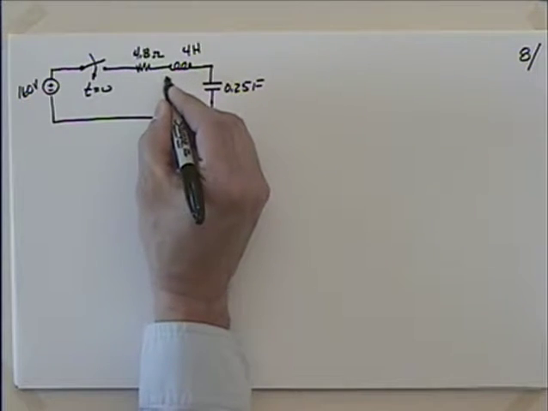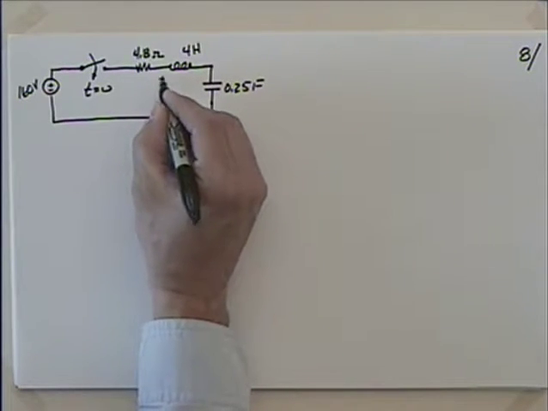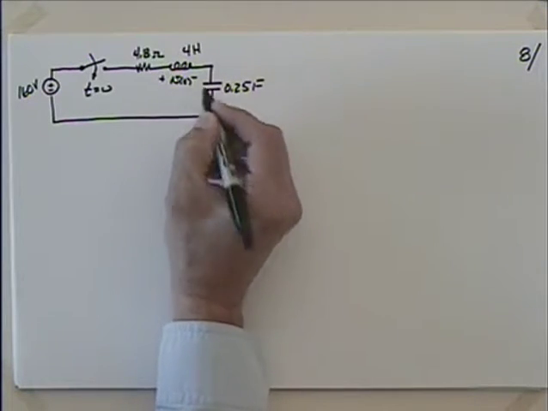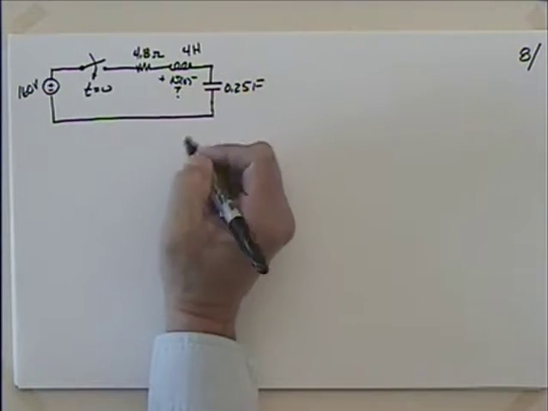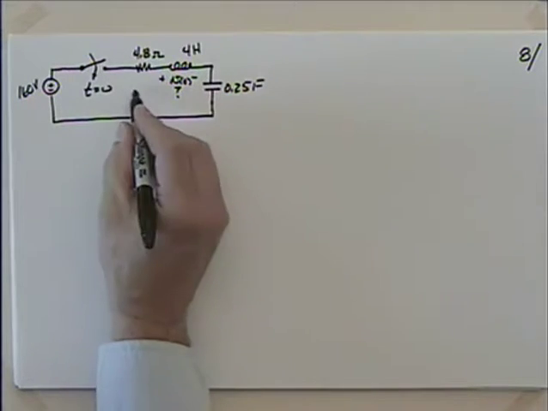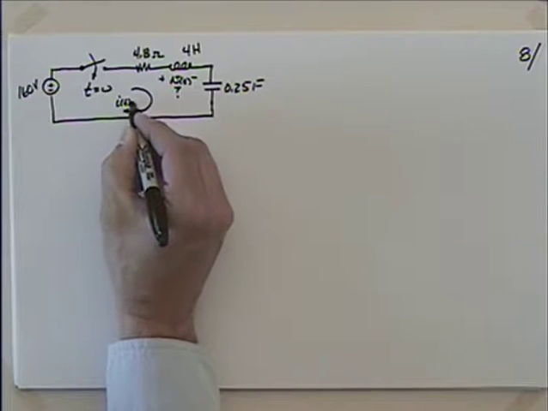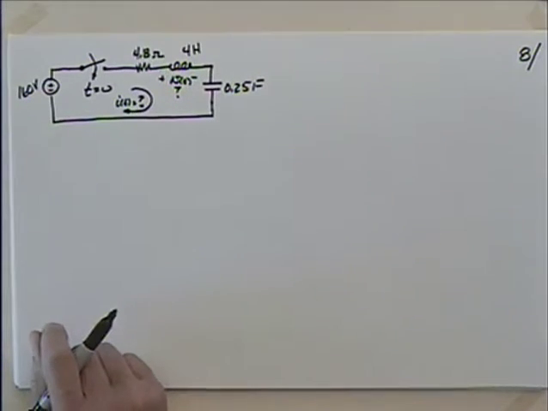We'd like to find the voltage across this inductor, so I'll say that this is plus and minus V of t. We'd like to find that. And then we'd also like to find the current in this loop. Maybe I'll call this I of t. I'd like to find that also.